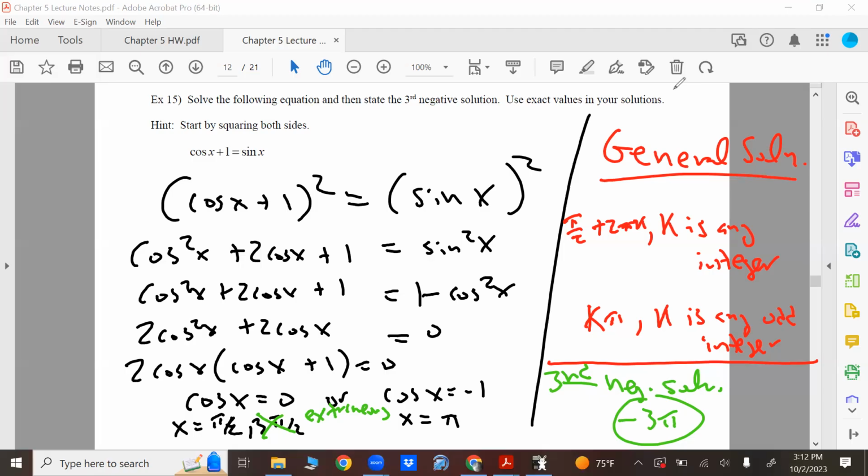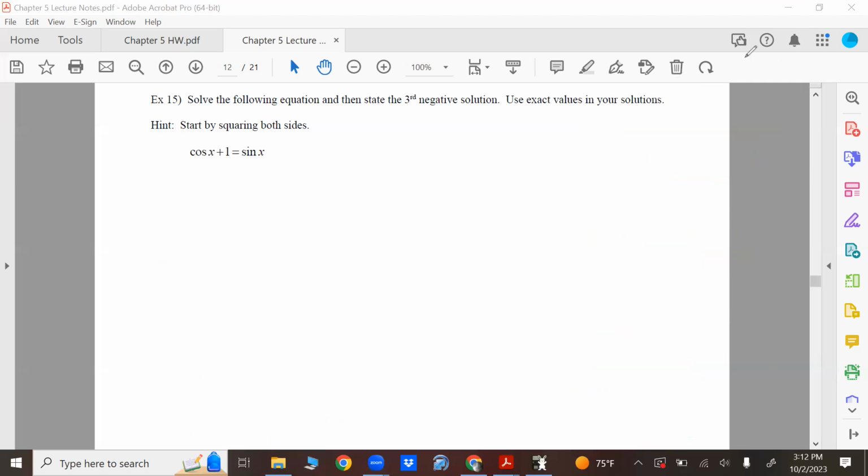No, the negative 3 pi over 2 is extraneous. It's pi over 2. Yeah. The negative 3 pi over 2 is fine. That's okay. All right, guys. We're all done. Finally.